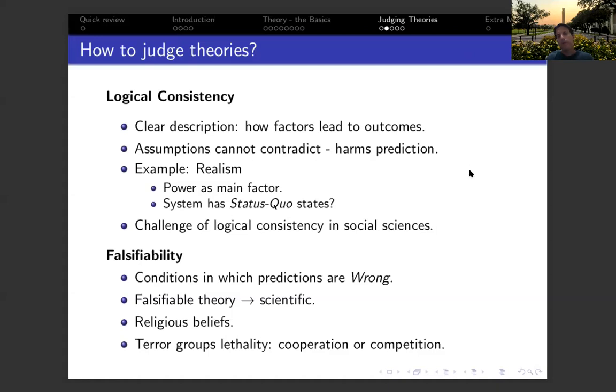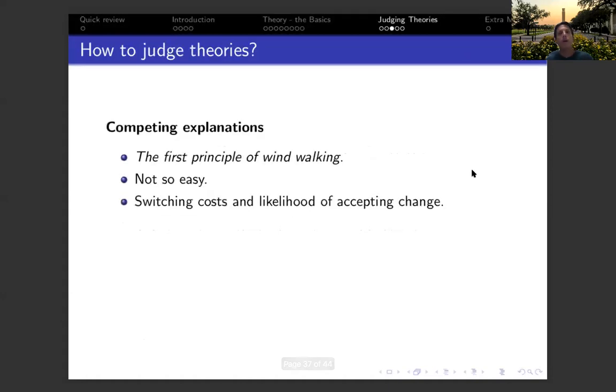The final point in the evaluation of theories is testing competing explanations, testing whether the theory that we want to propose will outperform other theories. We begin with what's called the first principle of wind walking. According to this principle, an existing theory will prevail as long as it outperforms other theories.